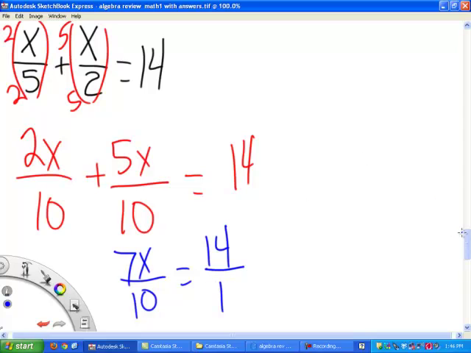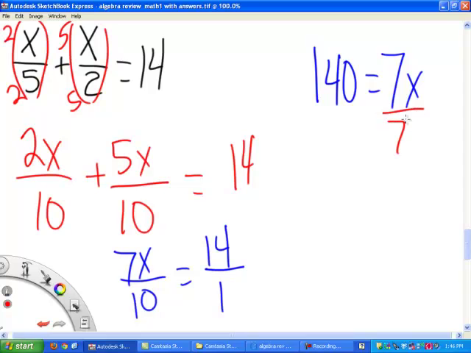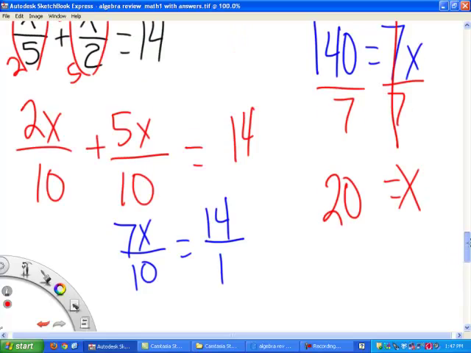Now we're going to cross multiply. And I know that 10 times 14 is 140. And 7x times 1 is 7x. So next step, to isolate x by itself, we are going to divide both sides by 7. This is obviously going to disappear. So what remains? 140 divided by 7 is 20. Nice. So 20 was the answer to number 8. Let's take a look at number 9.